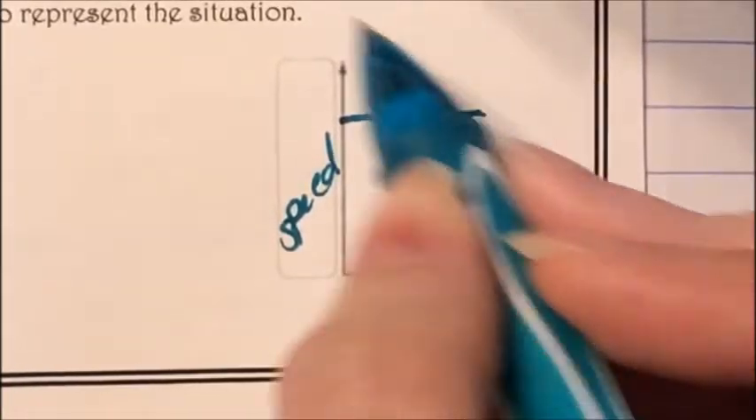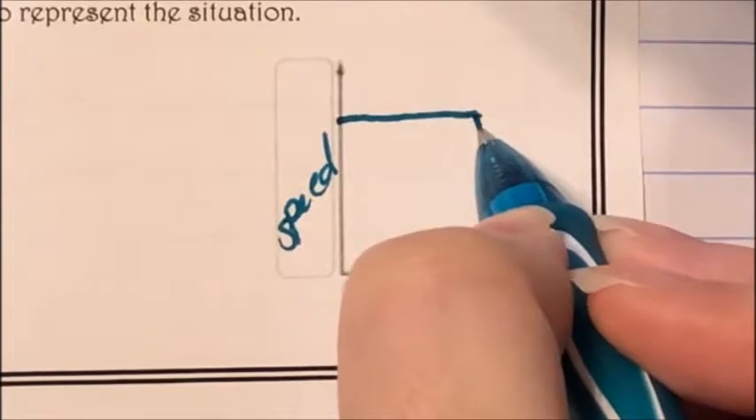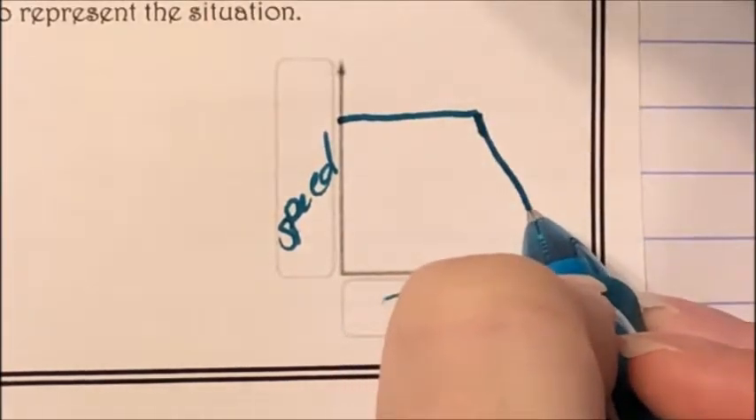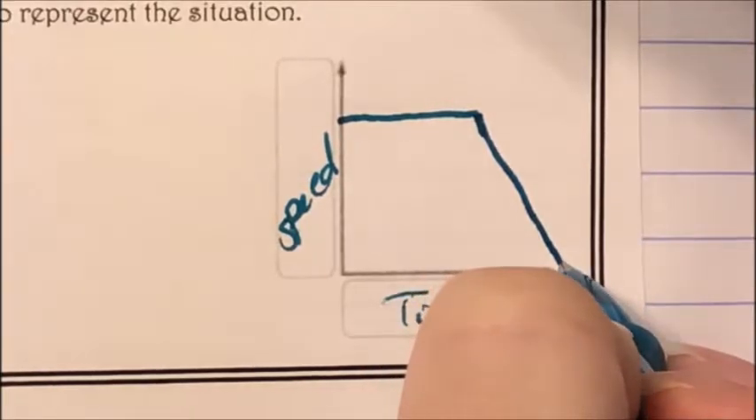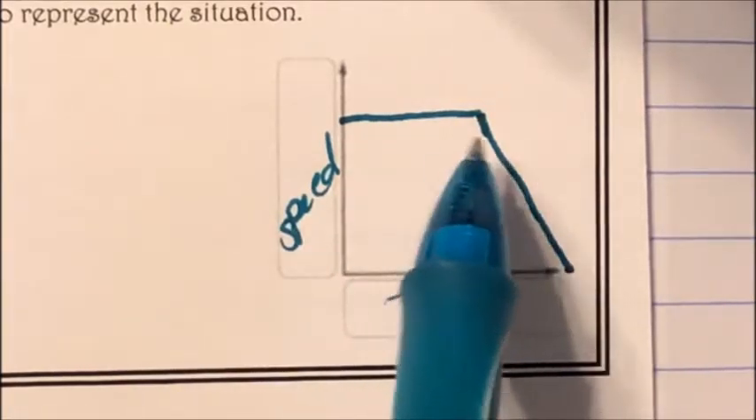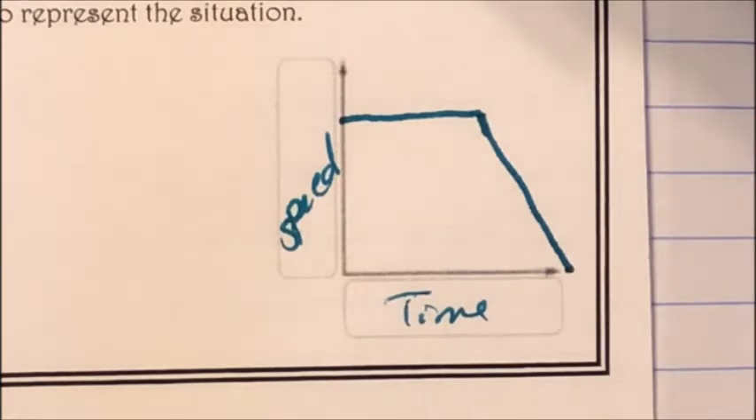So here's my constant speed, and then it comes to rest slowly, so it decreases until it comes to a stop. Okay, so this constant speed decreases steadily until it comes to a stop. And that is the end of lesson 9.